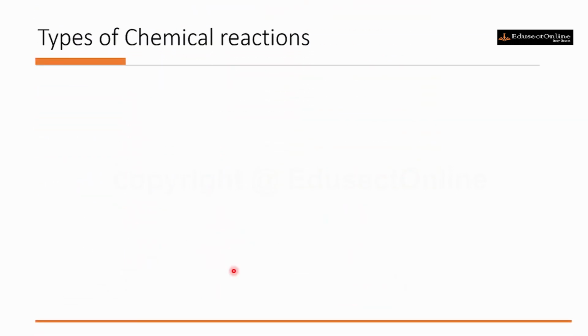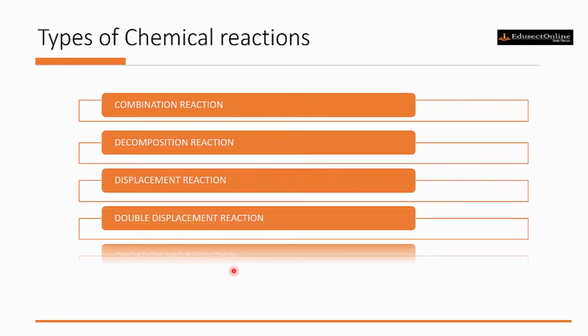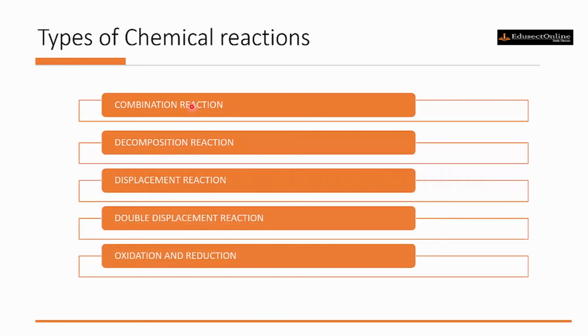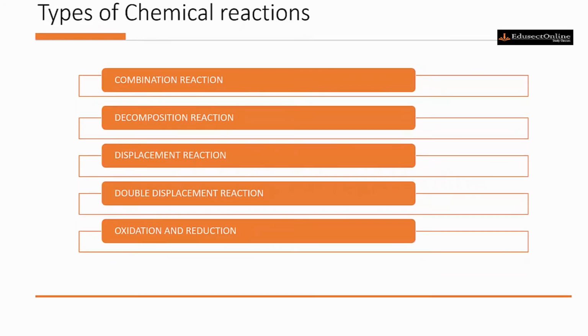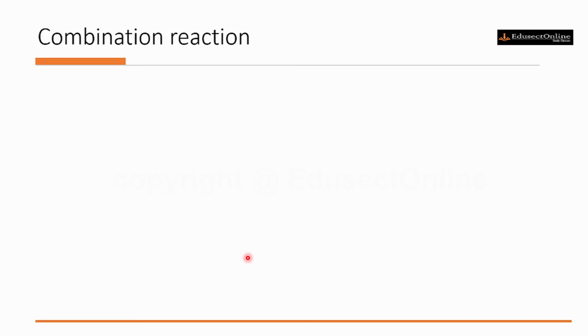Next we will see the different types of chemical reactions. What are they? Combination reaction, decomposition reaction, displacement reaction, double displacement reaction, oxidation and reduction. We will discuss them one by one in detail. First, combination reaction.